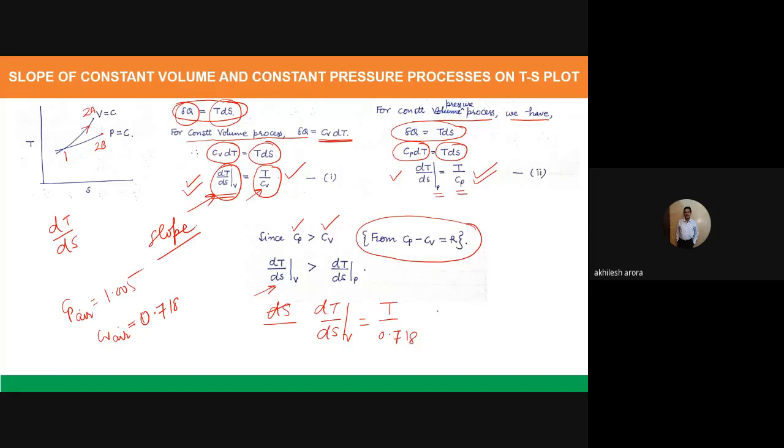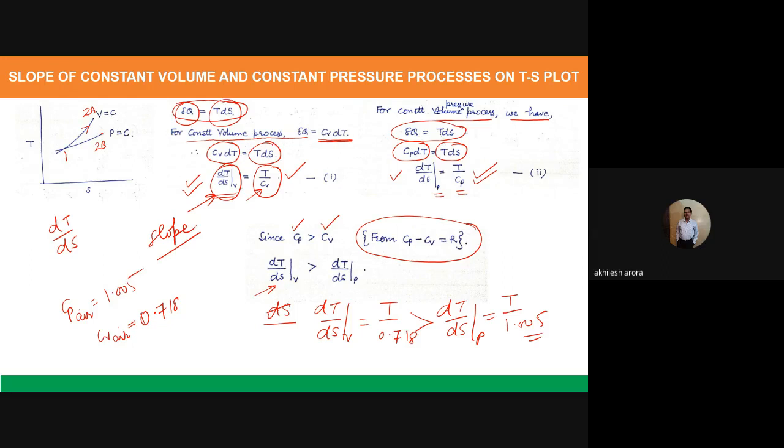And if I calculate the value of dT by dS, which is the slope for the constant pressure process, it will be given by T by 1.005 if I am considering air as the working substance. So you can understand from here that the slope of a constant volume process will be large as compared to the slope of a constant pressure process. That is why you can see the curve of a constant volume process on a TS diagram has greater slope in comparison to a constant pressure process.